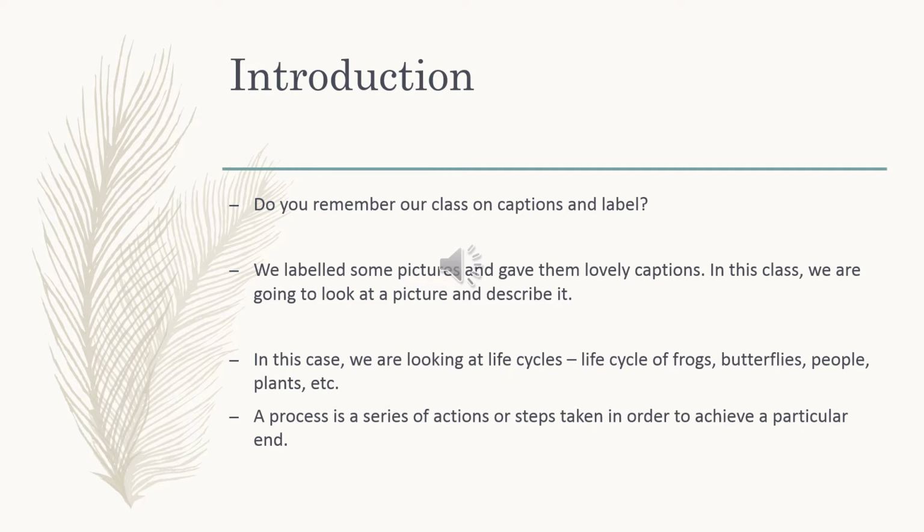But before we go on, let's see what a process is. A process is a series of actions or steps taken in order to achieve a particular end. That's to say, a process is a step-by-step order to achieve a particular purpose.